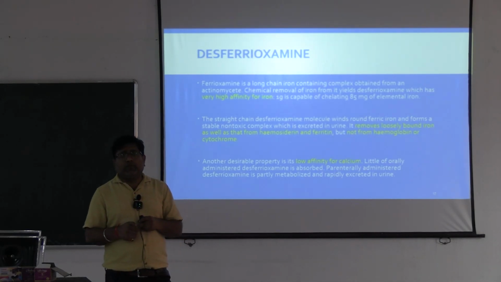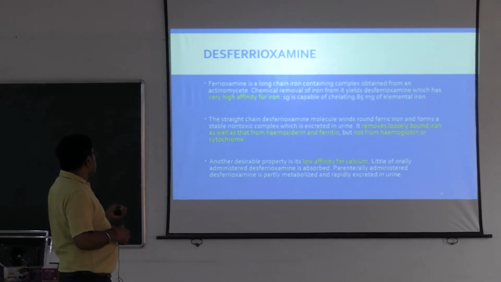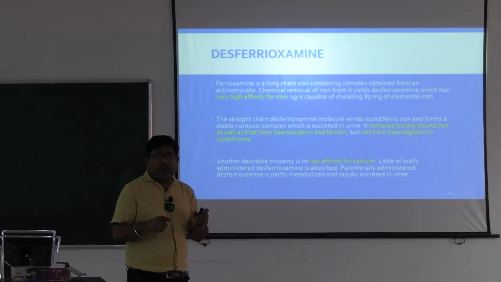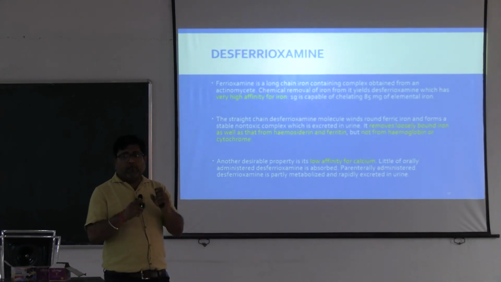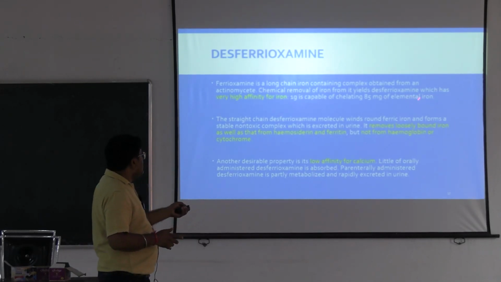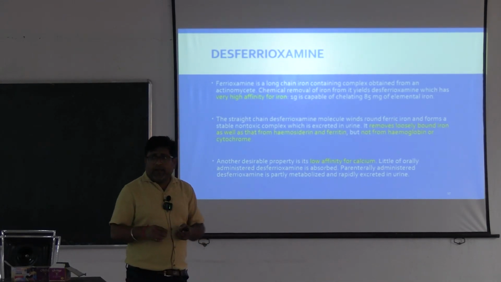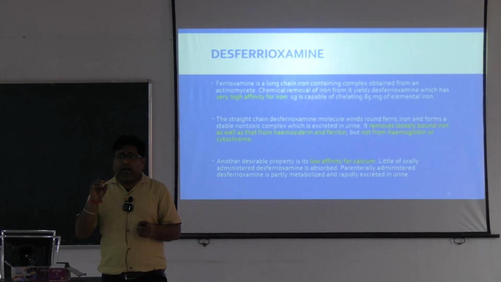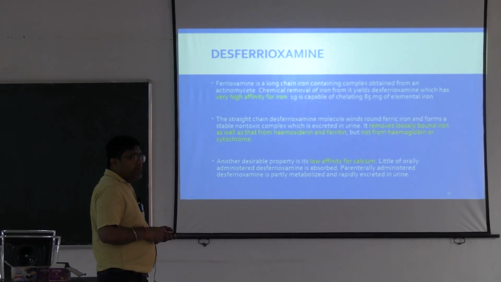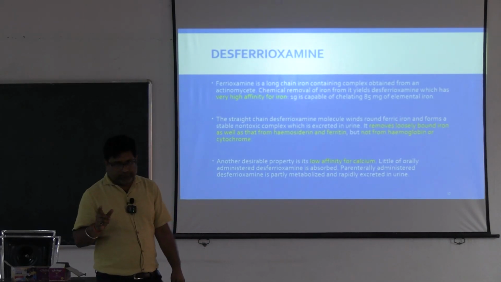Coming to desferrioxamine, it is a drug of choice in acute iron poisoning. Ferrioxamine is a long chain iron containing complex obtained from actinomycete. From ferrioxamine, if we remove the iron, it becomes desferrioxamine, which has very high affinity for iron. It removes the loosely bound iron in the body. It also removes iron from hemosiderin and ferritin, but it does not remove iron from hemoglobin or cytochrome.